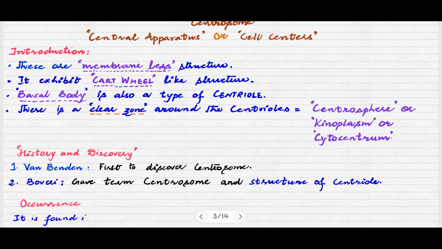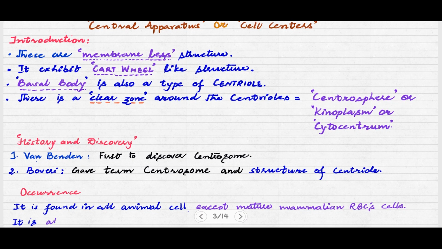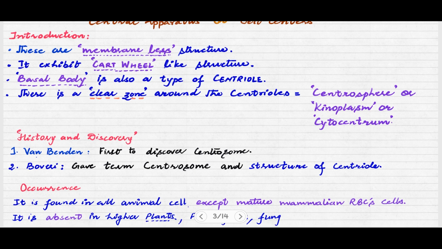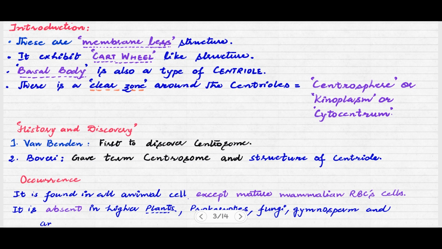Heading: occurrence. It is found in all animal cells except mature mammalian RBC. It is absent in higher plants, prokaryotes, fungi, gymnosperms and angiosperms.